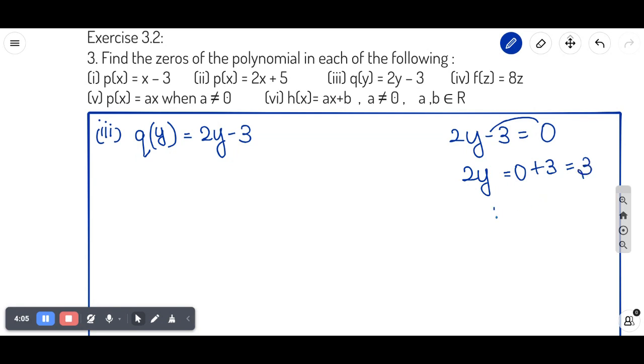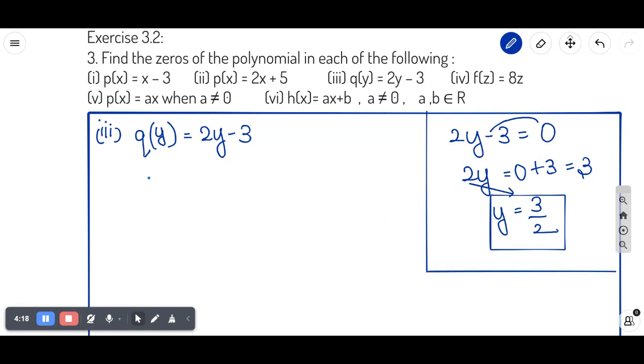Now y is equal to 3, this 2 will go to the denominator. So 3 by 2. So this will be your 0 of the polynomial. So just write this in the rough work and try substituting it now. Therefore, q of, what is your y? 3 by 2. Okay. So q of 3 by 2 is equal to 2 into 3 by 2 minus 3. I am substituting the value of y here.